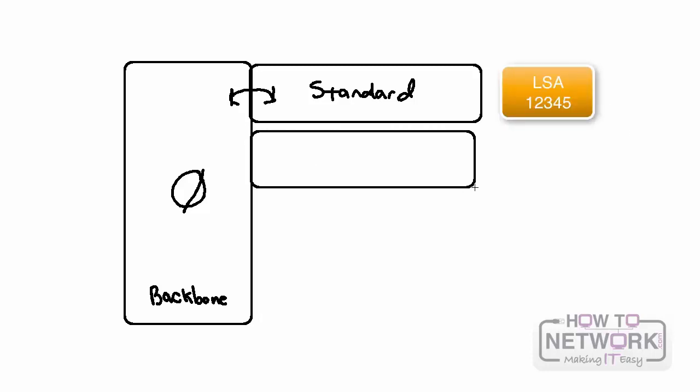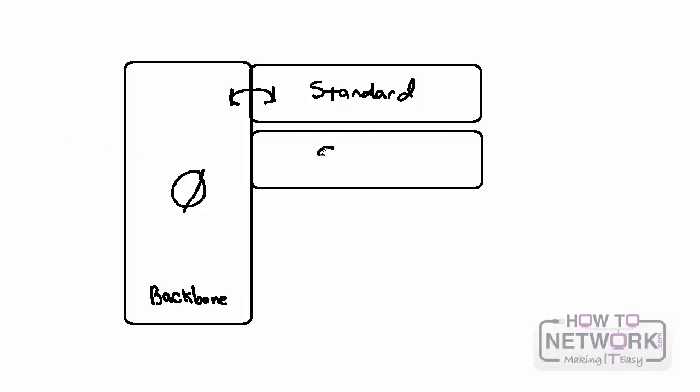But just know the standard areas contain LSAs of type 1, 2, 3, 4, and 5. Now next, if you think of a stub area, which we'll talk about next, if you think of a network, you have leaf nodes on networks. Well, that's what kind of a stub area is.